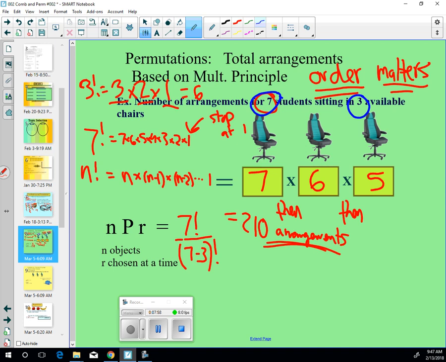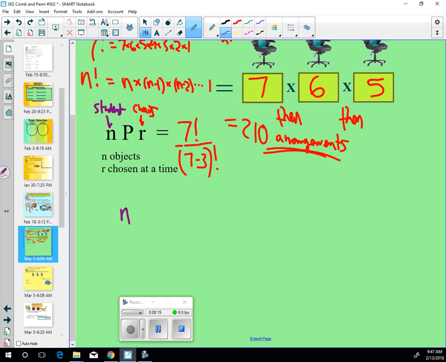So R is the number of chairs, and N is the number of students. So the general equation, they call it objects and R chosen. NPR is just going to be N factorial over N minus R factorial.